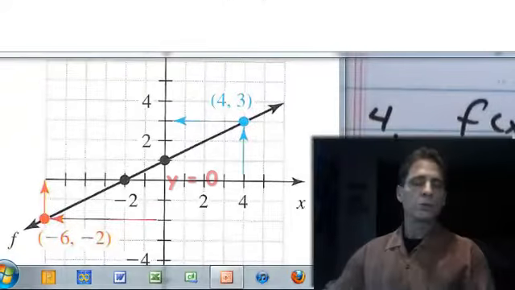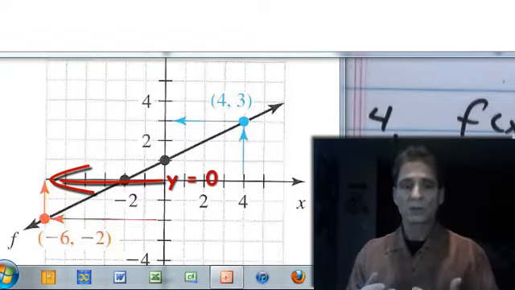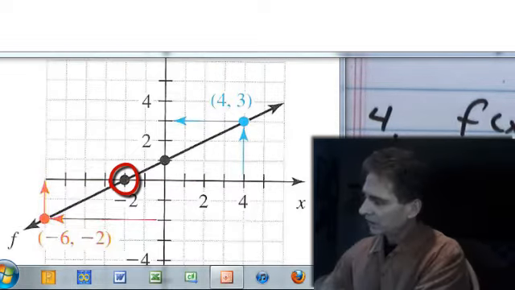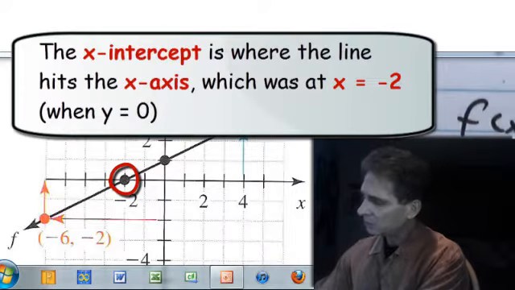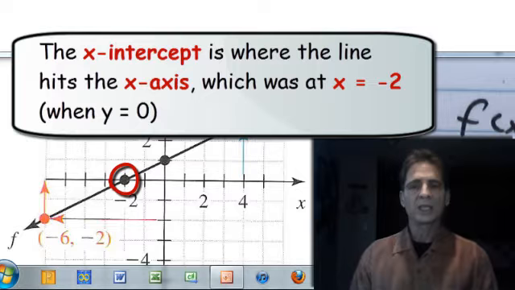So y equals 0 would be located on the graph at y equals 0, and that gives us an x value of -2. So the x-intercept is -2, or in other words, x equals -2 when y equals 0.